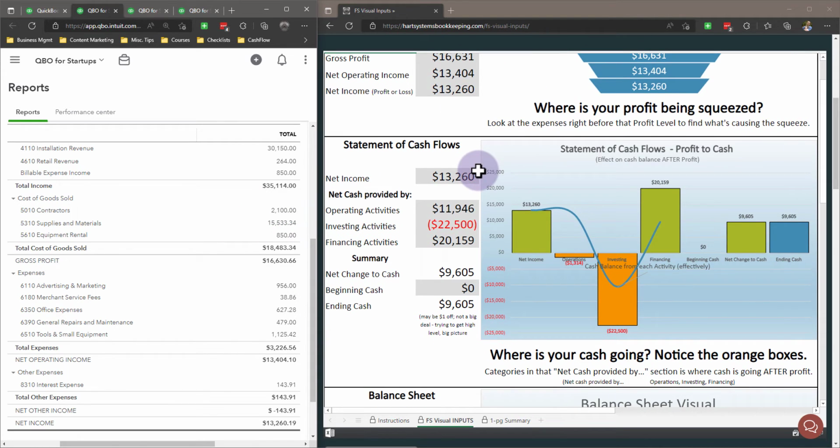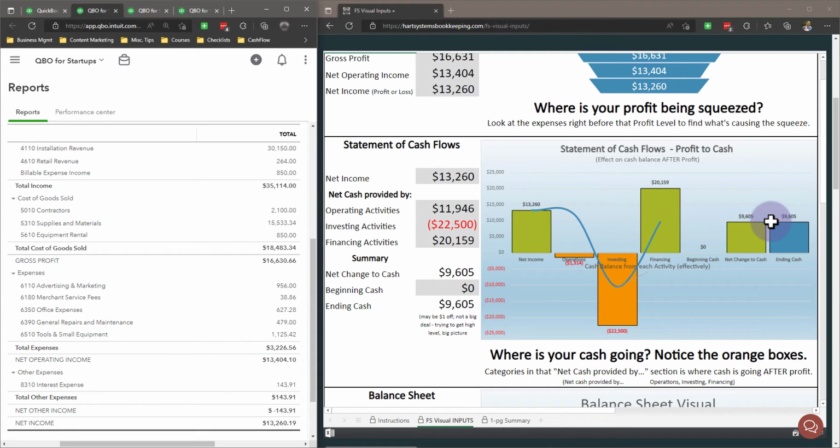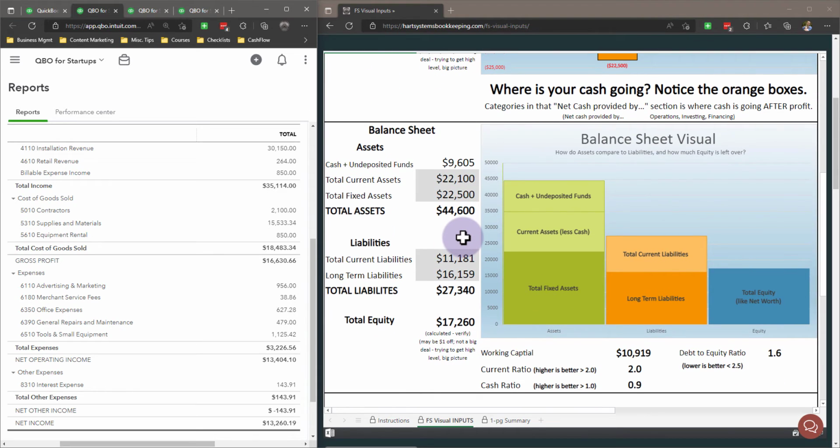Then I want to see, where's my cash coming from? Where's it going? I'm looking at that big orange box. We know it's a truck and it's offset by that loan. But you can monitor your cash summary here. Did it increase or decrease? And then you're looking at your balance sheet to see if it has any trouble spots. And then with all these, going back to your reports to see in those specific areas what needs to be looked at or maybe improved upon to make your business healthy.